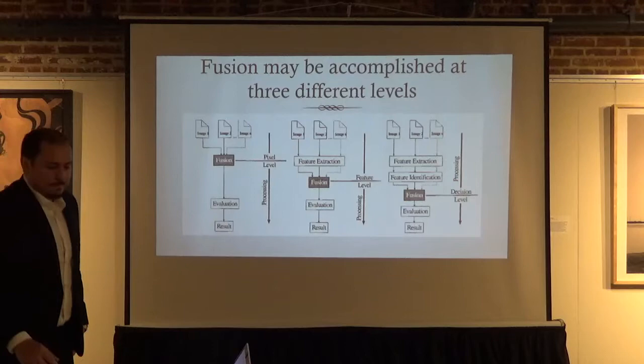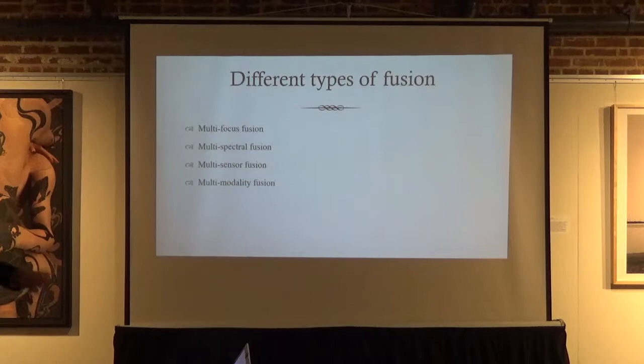We have four different types of fusion. The first one is the multifocus fusion, which is two images with different focal lengths. The second one is the multispectral fusion, with two images taken with different spectral bands. The third one is the multisensor fusion, of two images taken from different sensors. And the fourth one, which is the center of this research, is the multimodality fusion, of two images taken from two different modality sensors.